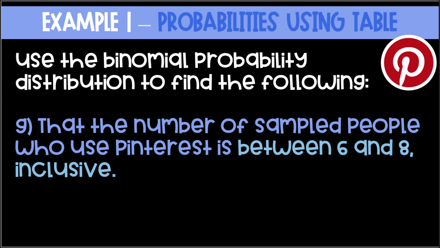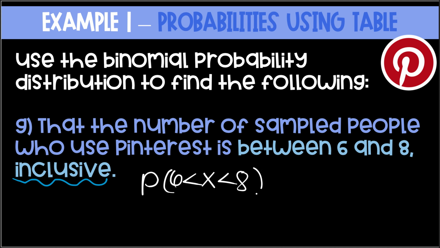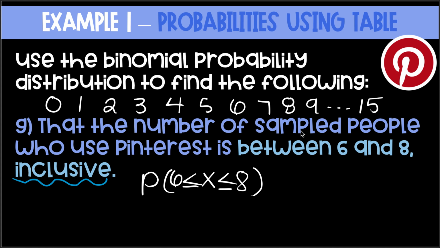Find the probability that the number of sampled people who use Pinterest is between 6 and 8 inclusive, meaning including the 6 and the 8. I want the probability that my X is in between 6 and 8, including the 6 and the 8. If I have my different possible outcomes, 5, 6, 7, 8, 9, all the way to all 15 users of Pinterest, I want the probability of 6, 7, or 8.